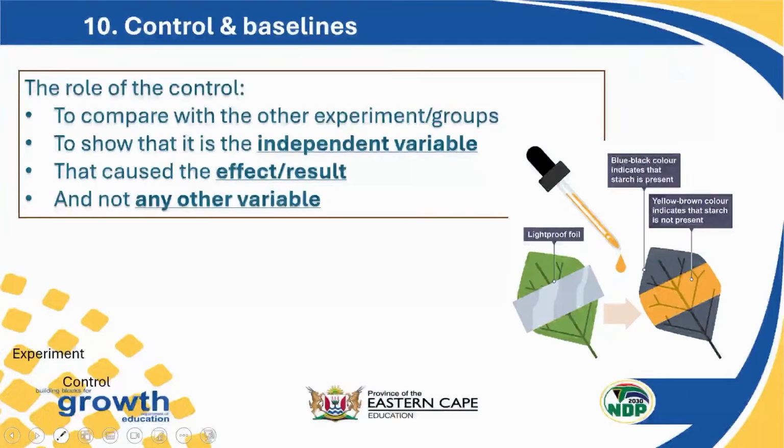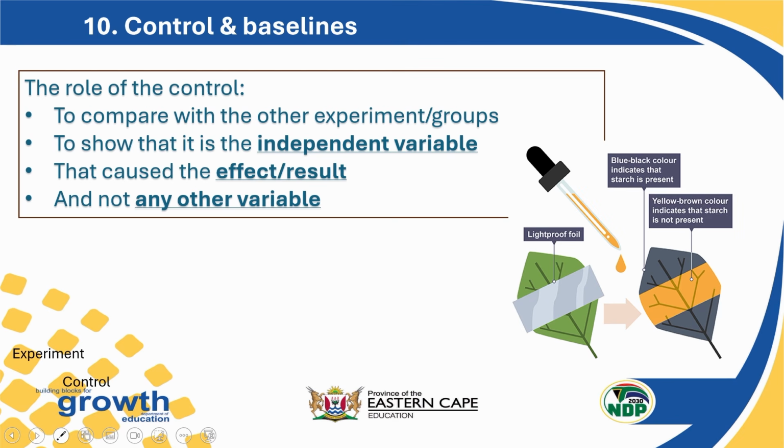So both these factors, both a control and a baseline, serve as a point of reference in our investigation, so that we can compare them to the other groups or experiments, okay, and to see if it is the independent variable that is causing the results that we are obtaining. Okay, so let's practice that now. All right, let's look at the control.